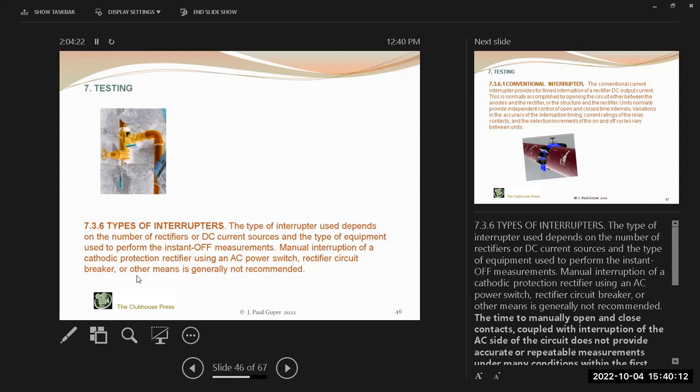A few comments on the types of interrupters. The type of interrupter used depends on the number of rectifiers or DC current sources and the type of equipment used to perform the instant off measurements. Manual interruption of a cathodic protection rectifier using an AC power switch, rectifier circuit breaker, or other means is generally not recommended.